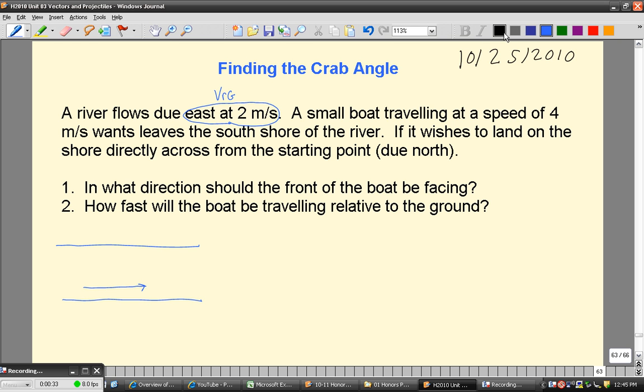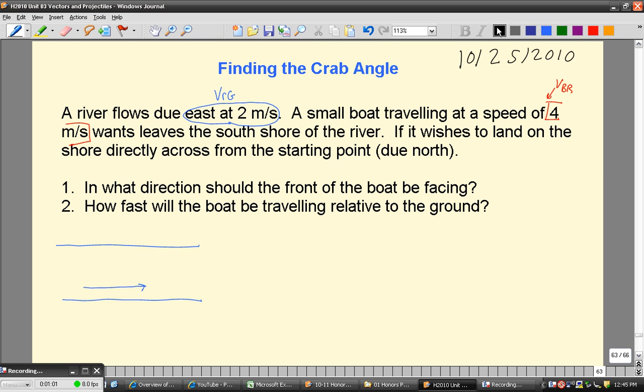We're also going to have a boat. Now this boat has a velocity that is going to be 4 meters per second in some direction to be determined. So this is the velocity of the boat relative to the river. What we're interested in is having the velocity of the boat relative to the ground be directly across shore.